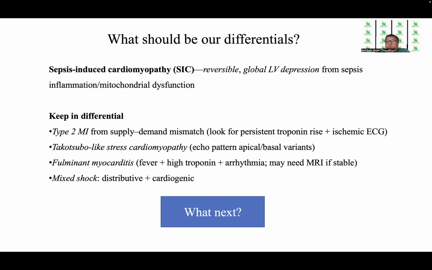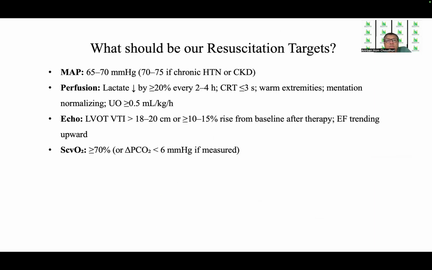So after we go for a quick assessment and we recognize and keep the differentials, we need to understand what should be our resuscitation targets. So we target a MAP of 65 to 70 millimeter of mercury, though earlier studies have shown that a target of 70 to 75 should be maintained in patients with chronic hypertension or CKD. But as of now, starting from the SEPSISPAM to the OPTPRESS trials, none of them has found any reasonable benefit by keeping a higher MAP. So we keep a MAP of 65 to 70.